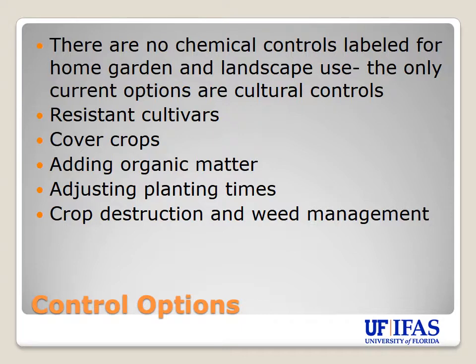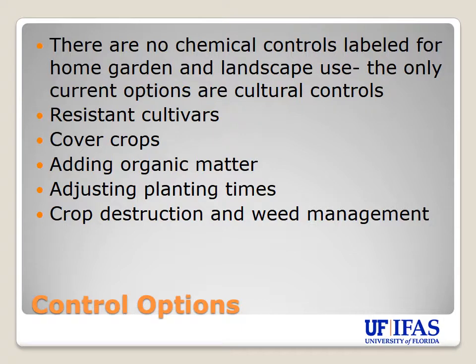So if you have a problem with nematodes, if you have root knot nematodes that are feeding on your vegetable plants or other nematodes that are feeding on your turf, what can you do? There's really very few chemical controls that are labeled for the home garden and landscape use. The only current options are really cultural controls. For certain crops, planting resistant cultivars will help. Using cover crops can help.